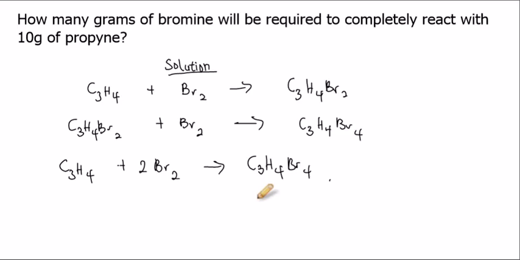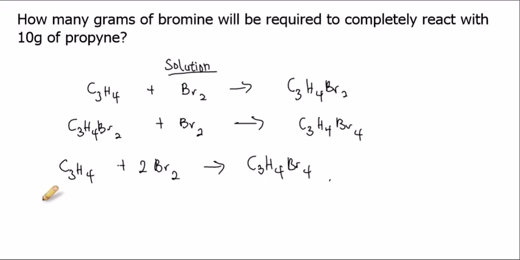Now going back to the question, we have to determine the mass of bromine, and we are being given the mass of propyne. And the next thing to do is to calculate the reacting mass of each of the compounds that take part in the reaction. So we need to calculate the reacting mass of propyne and that of bromine. Then from there we'll use the relationship to determine the mass of bromine that will be required if we have 10 grams of propyne. So let's proceed.